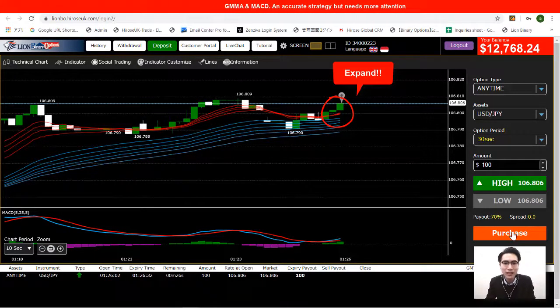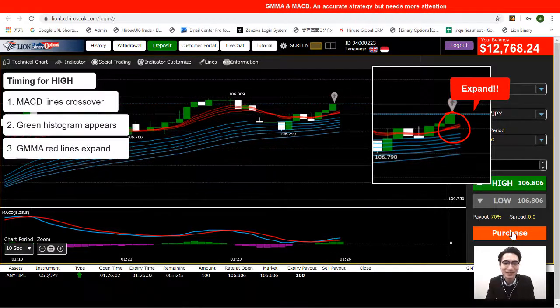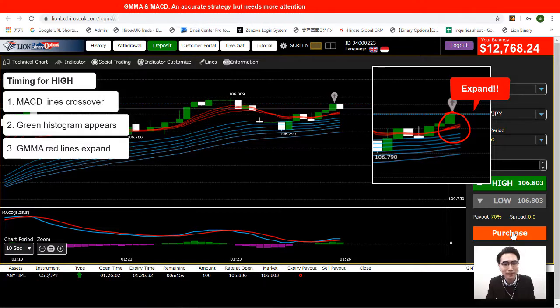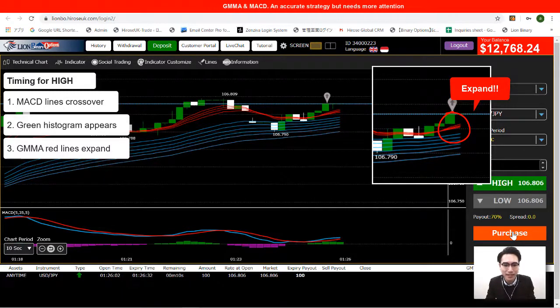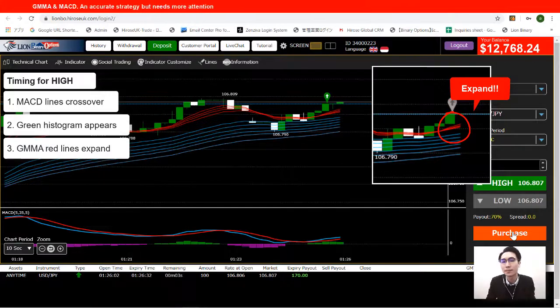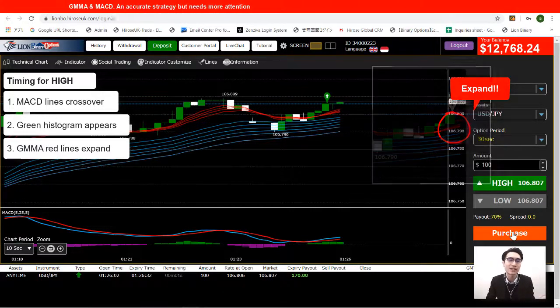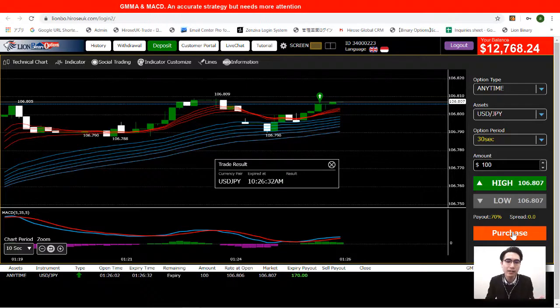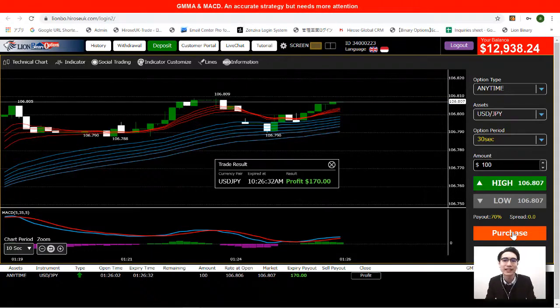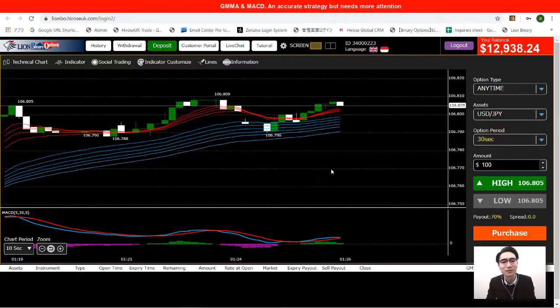Okay, so now if we take a look closer, we can see that the red lines started to expand at this point here, and that's why I opened my trade there. So that's how crucial it is to see the compress and expand of the red line when using the GMMA. That's the most important point when you use the GMMA, which is the compress and expand of the red line. So as long as you can get a hand on that, I'm pretty sure that you will get a hand on the strategy as well.